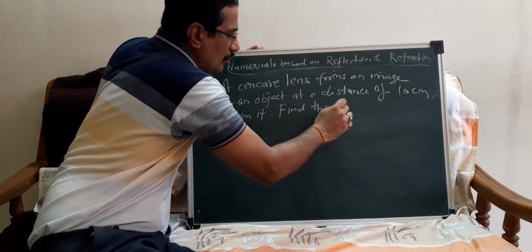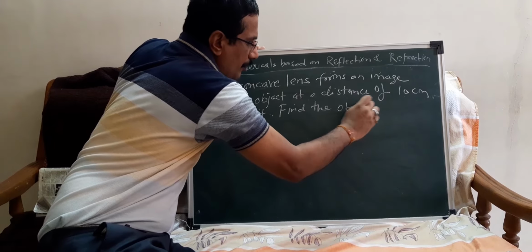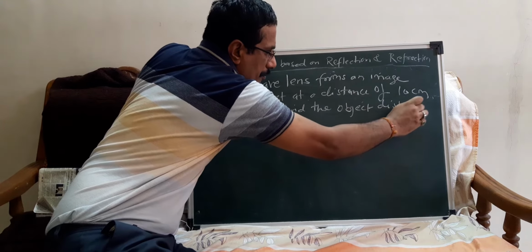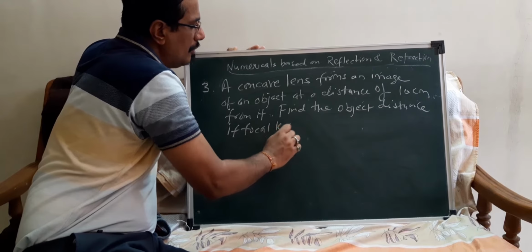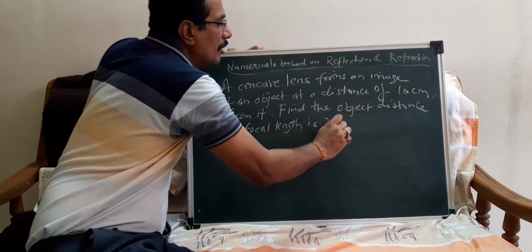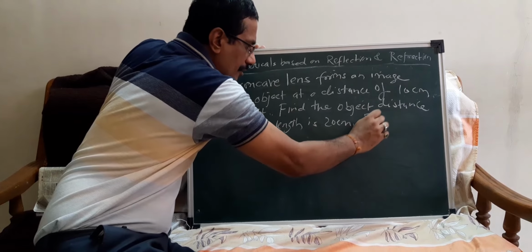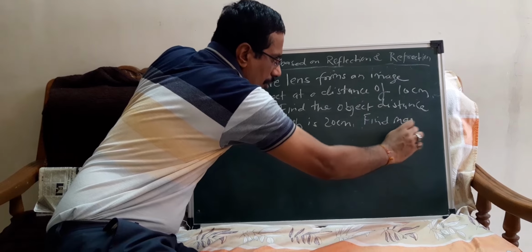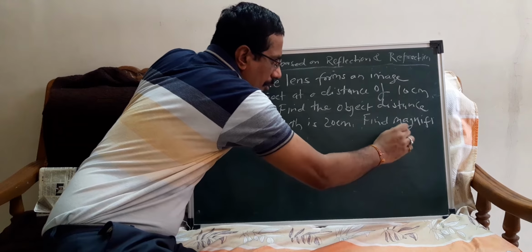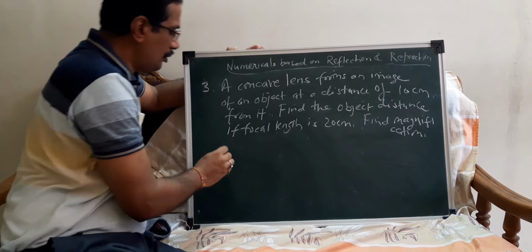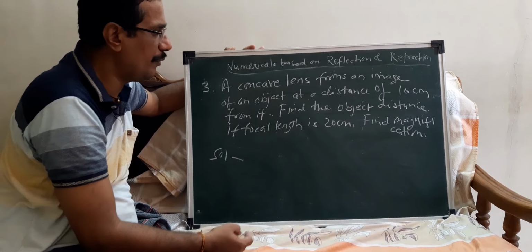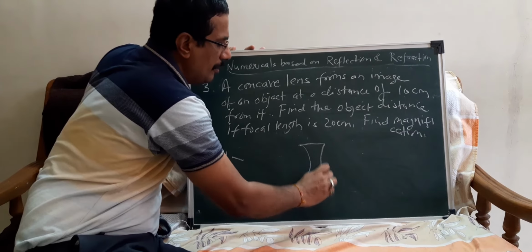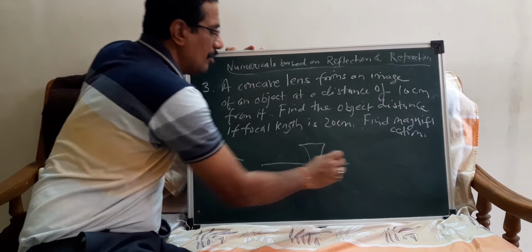Object distance means u. Find the object distance if the focal length is 20 centimeter. Also find the magnification. So how will we solve this problem? It is a concave lens here. It is forming an image of an object at a distance of 10 centimeter. You all know that a concave lens always forms a virtual image.